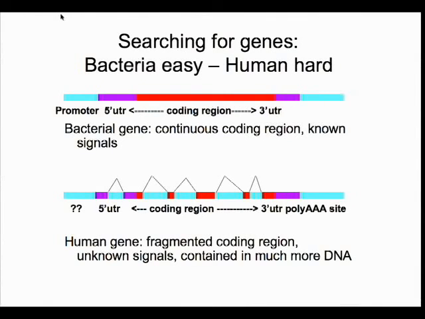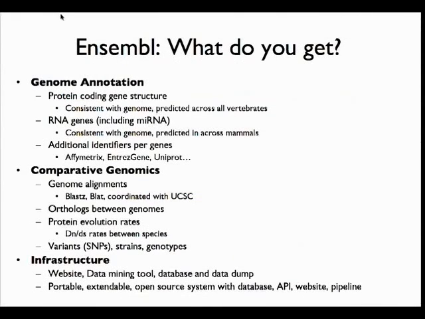This is why it's hard, because in bacteria, a gene is made up of one continuous unit. In higher organisms, it's fragmented. And that makes it much harder to identify where the genes are. So I won't say any more about gene building in this talk, if you want to ask me later.